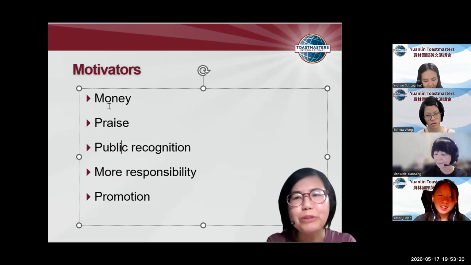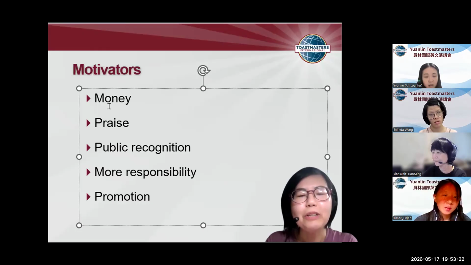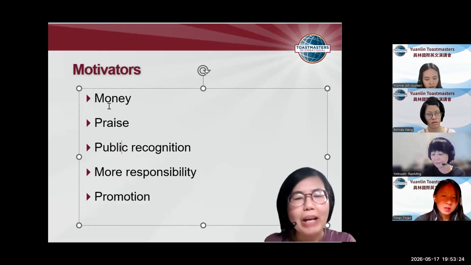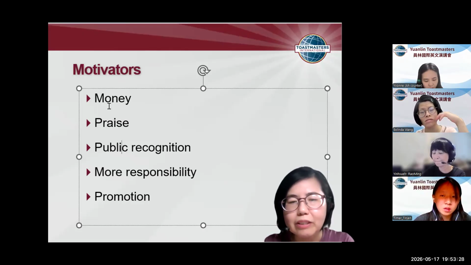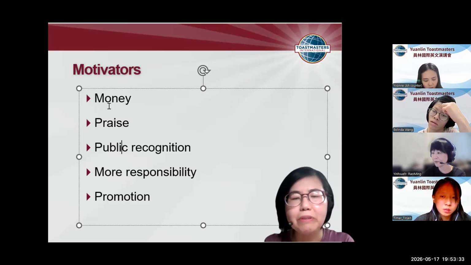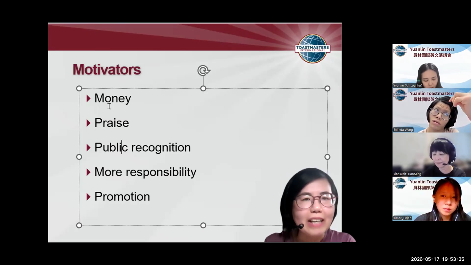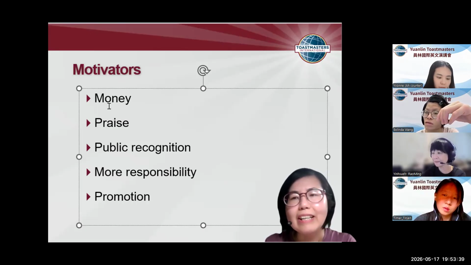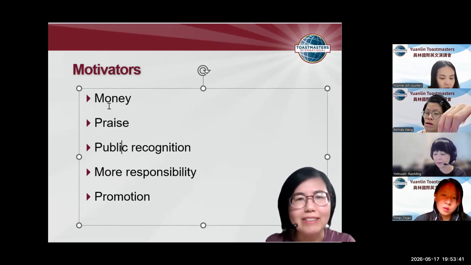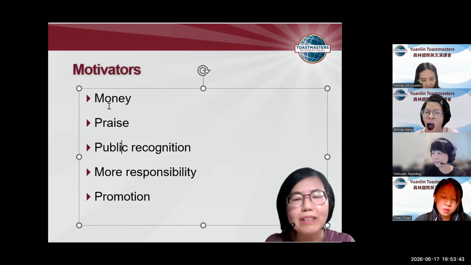And the second one, praise. I told one of my students, I noticed you practice English every day, and I saw you improve a lot. And then, guess what? He felt confident, and he kept learning and speaking loudly.